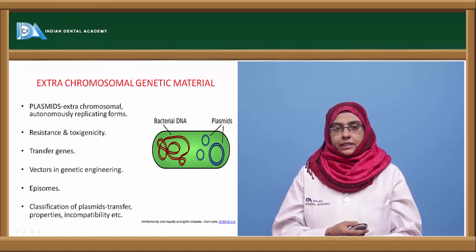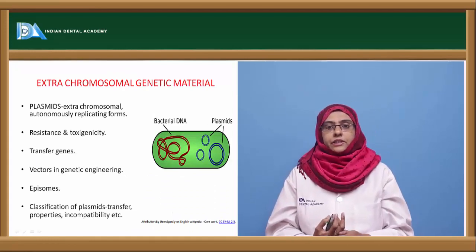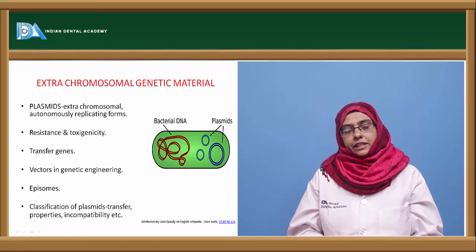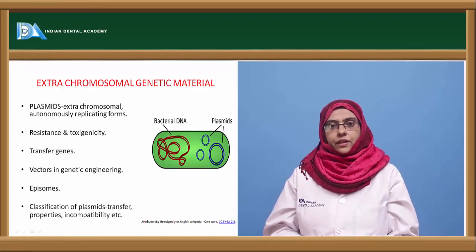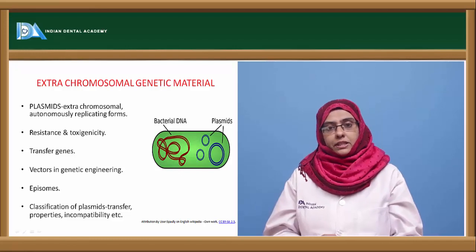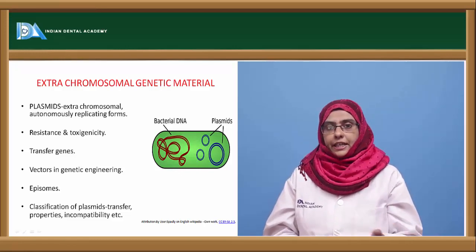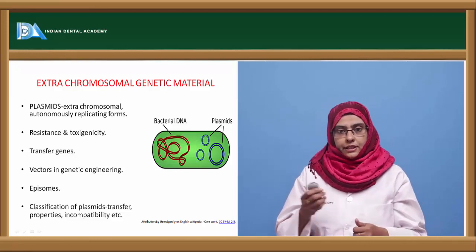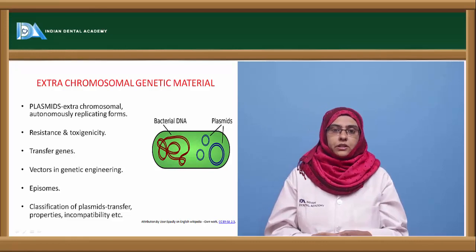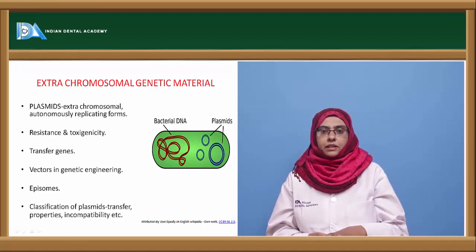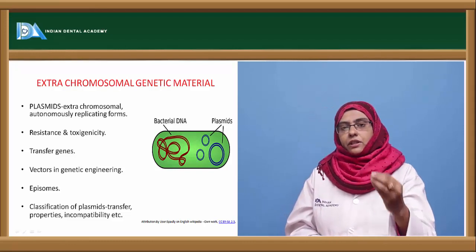In a bacterial cell, apart from the normal chromosome, we also have certain extrachromosomal genetic materials called plasmids. Plasmids are self-replicating or autonomously replicating molecules present in the cell. Though they do not confer essential properties to the bacterial cell, they have certain important characteristic features that they can give to the host.